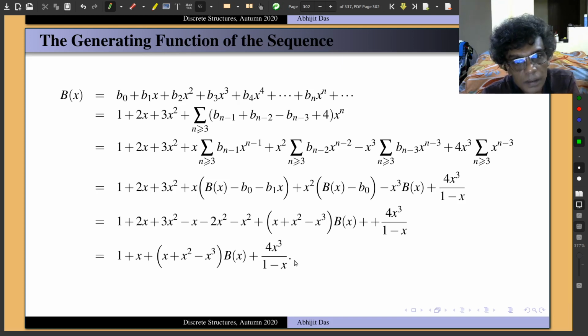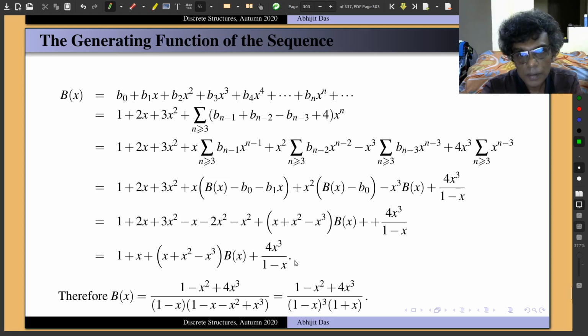And therefore, if I plug it in here, if I transpose it to that side and simplify this, it will look like 1 minus x square plus 4x cube over 1 minus x, this 1 minus x is there, plus 1 minus x square plus x cube will come. And if you see, this factors as 1 minus x times 1 minus x square. Once again, I can write that 1 minus x square as 1 minus x times 1 plus x. So this is the explicit factorization of the denominator.